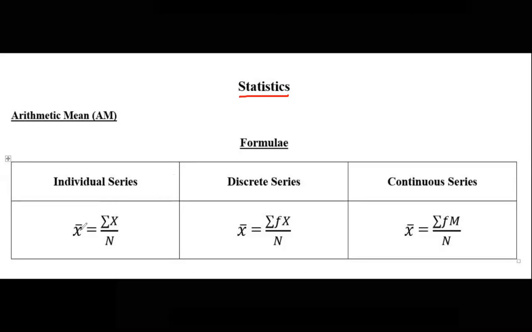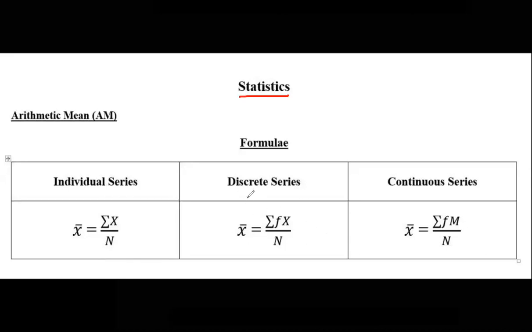So mean, that means x bar, equals summation x by n. This is the formula of mean for the individual series. Discrete series means the individual numbers are there as well as the frequency. Then what is the formula? Just remember this formula only. Mean equals summation x by n, where frequency is one. So otherwise it is summation fx by n. Okay, summation fx by n. That is our formula for the discrete series.